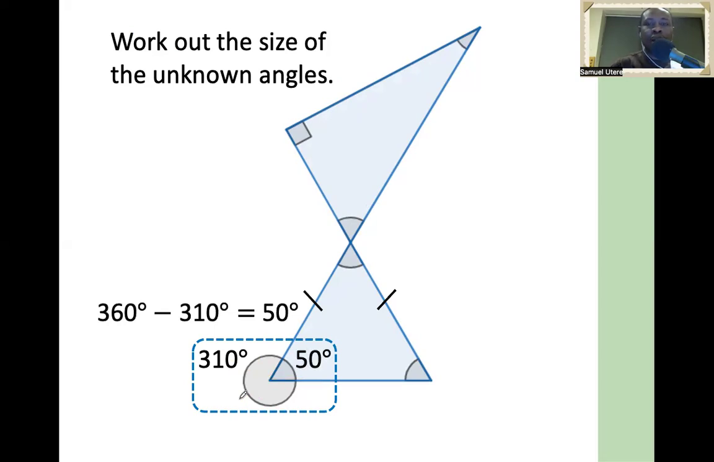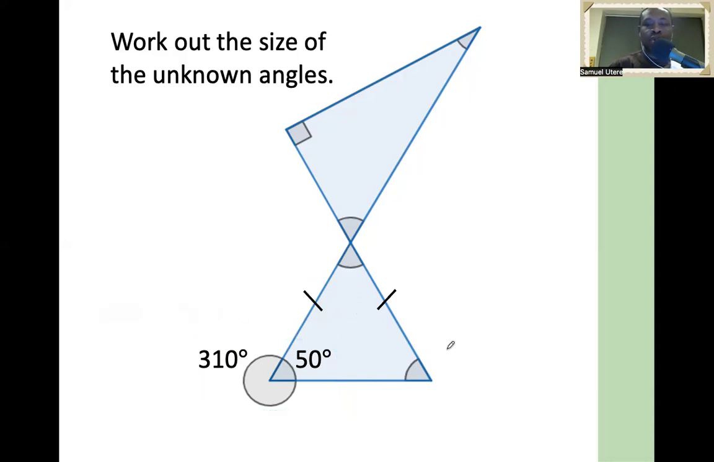But have a think. What other information do you know or can you see in the diagram that can help you get some other missing angles? Well, we can see these hatch marks. That tells us that this is an isosceles triangle. And we know that for an isosceles triangle, the base angles must be equal. So it means that angle should be 50 degrees as well.